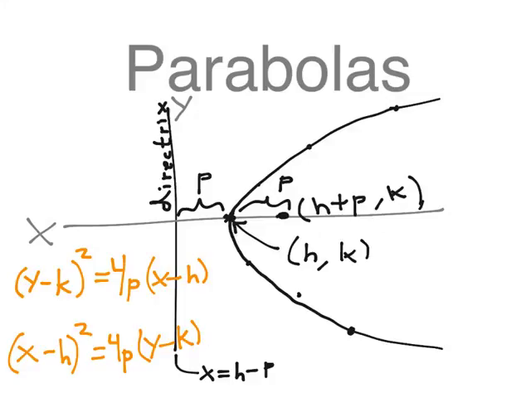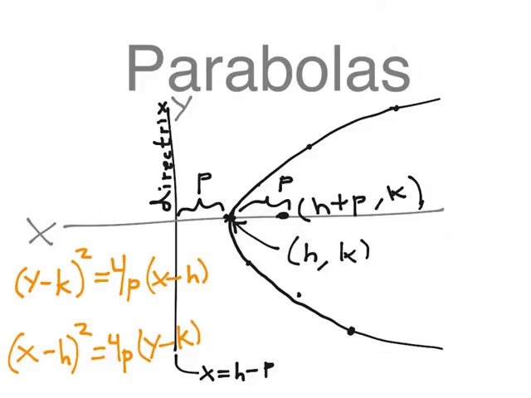Which kind of makes sense considering the fact that in our coordinate systems, down and to the left is really negative X and negative Y. Up and to the right is really positive X and positive Y. So with how I've described P here, how do you know whether P is negative or positive?